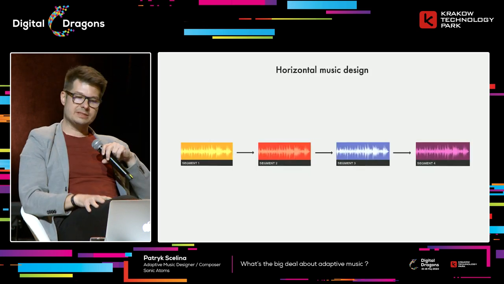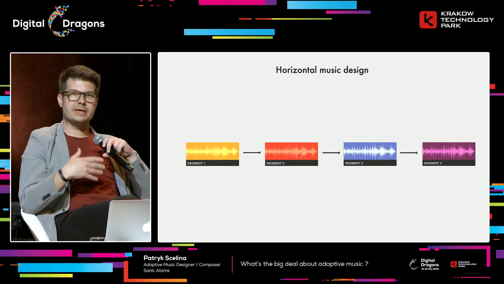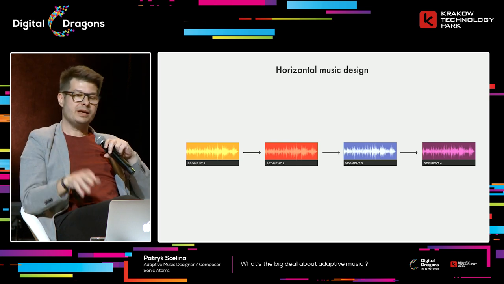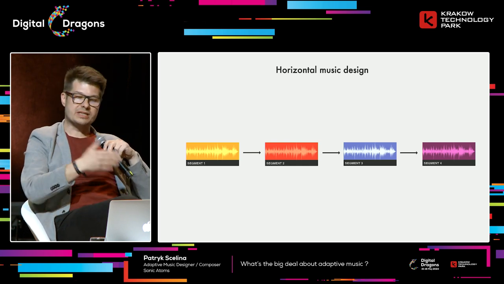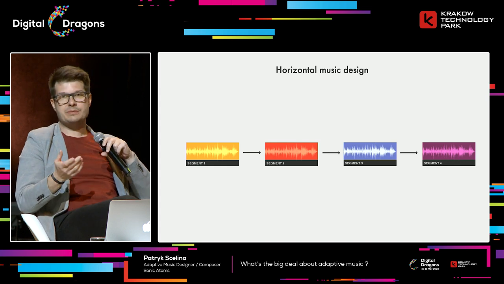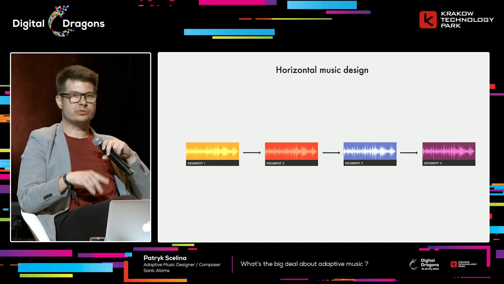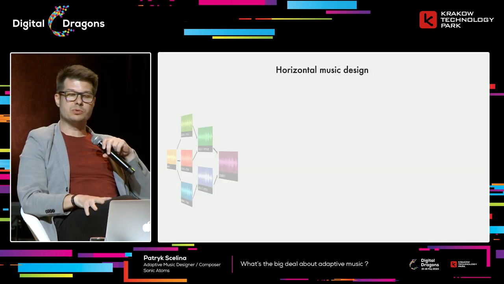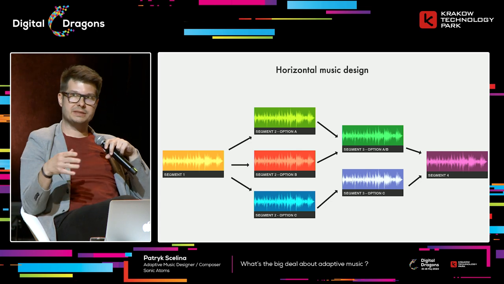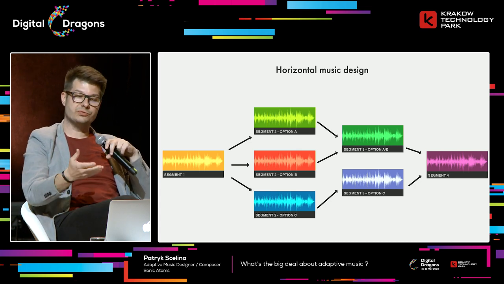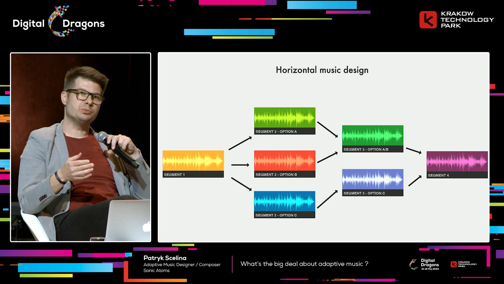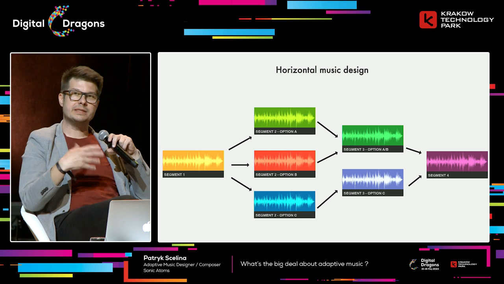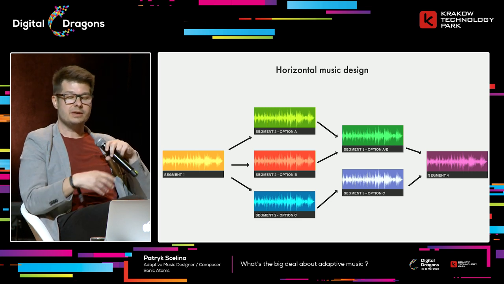Horizontal is the simplest way we can make adaptive music, when we have just one segment, let's say one loop, and then we want to make some change, so we go to segment number two, then number three, and sometimes we can go both ways, from one to two, from two to three, or back, and so on. This is the simple version, and this is a little bit more complex version. It's the same method, but there are more options, because segment two, for instance, has three versions. It could be three different mix versions, or maybe in one version the melody is a little bit different, but the bass is the same, and so on and so forth.